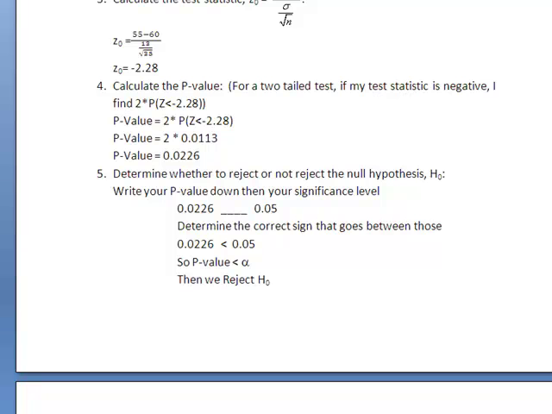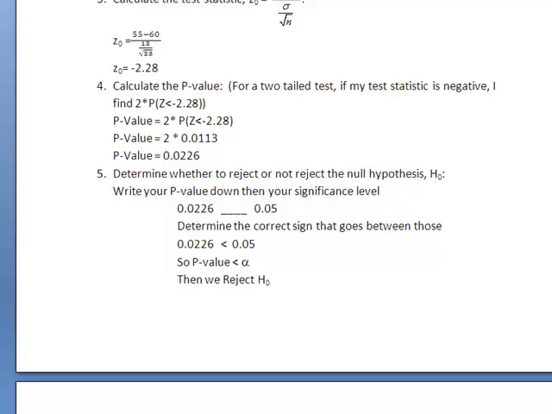Now we're ready for step 4. We're going to calculate the p-value. And remember, for a two-tailed test, you have to do twice the probability, and since our test statistic was negative, twice the probability that z is less than negative 2.28. So our p-value is 2 times 0.0113, which is 0.0226. So the p-value that corresponds to our test statistic of negative 2.28 is 0.0226 for this two-tailed test.